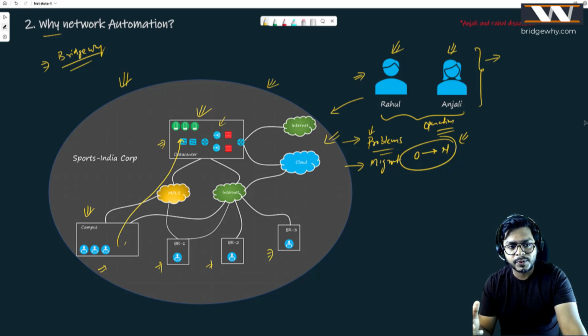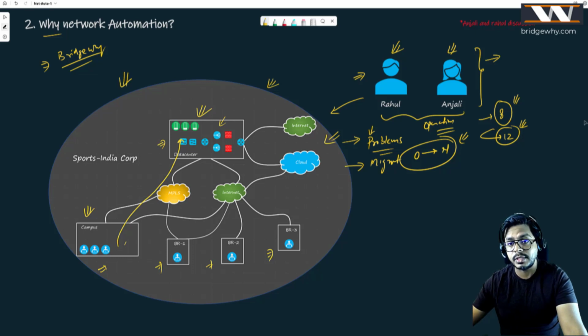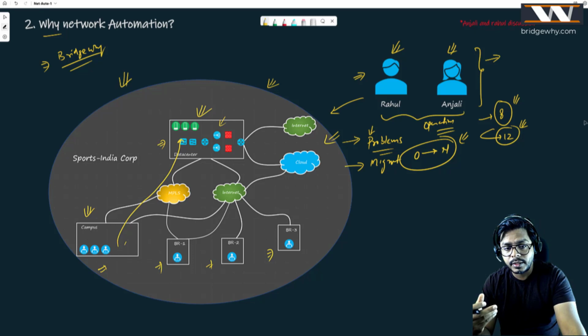They are placed in Sports India company, but they are facing some issues because their shift, or you can say their 8-hour job, first thing first, this is not an 8-hour job. It is easily a 12-hour job. And in this 12-hour job, most of the time, Rahul and Anjali were spending debugging and troubleshooting this network because there are so many problems. There are so many tickets from multiple users.